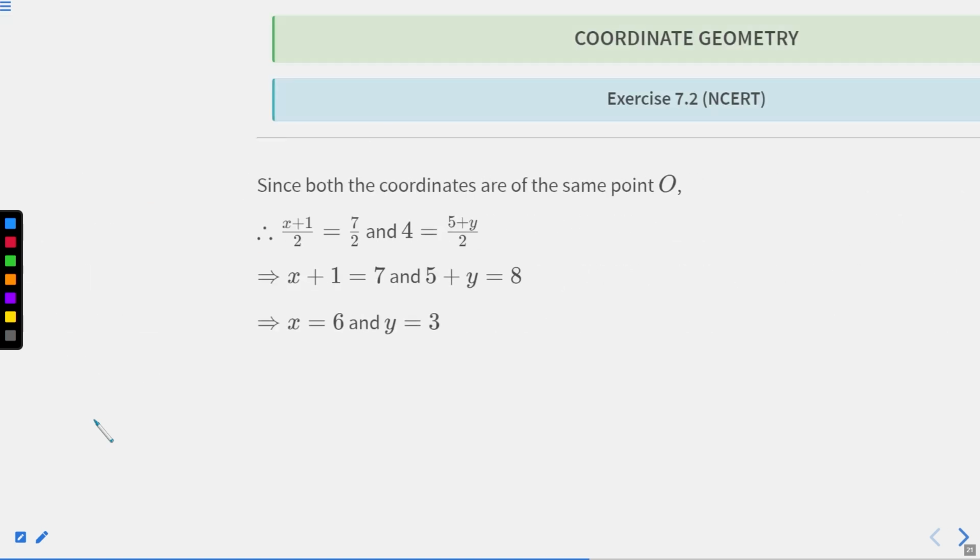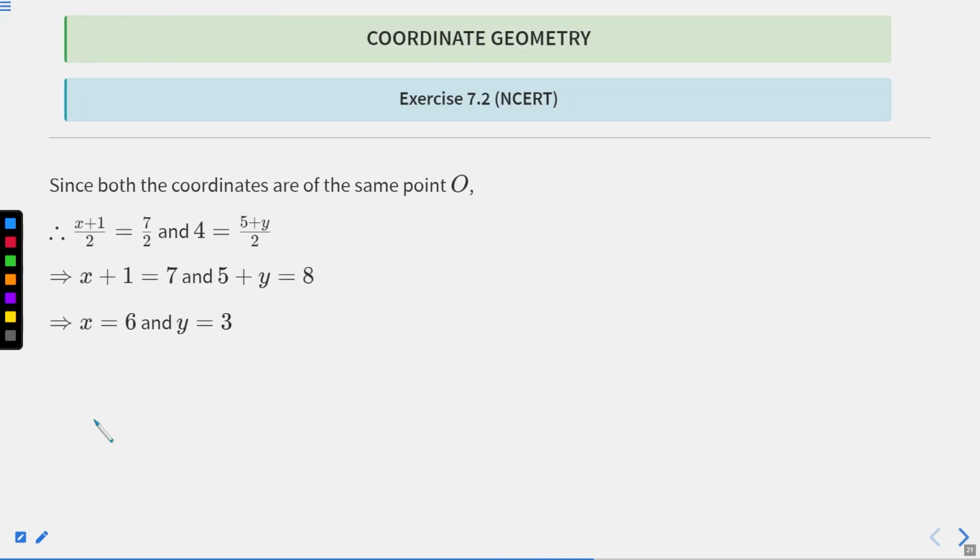Now since both are the same point O, we can equate them. So we get (x + 1)/2 = 7/2, and 4 = (5 + y)/2. If we simplify these two equations, we will get the values of x and y. So x + 1 = 7 and 5 + y = 8, which implies x = 6 and y = 3. Therefore the value of x is 6 and y is 3.